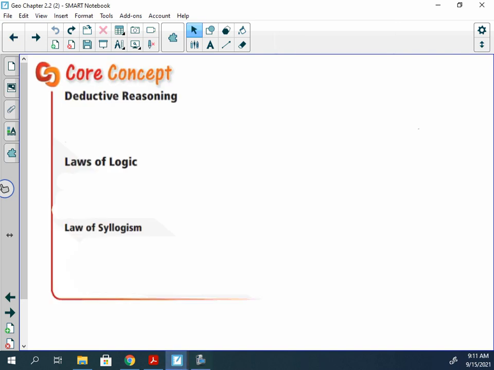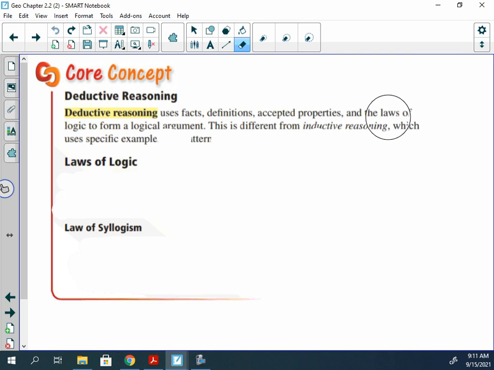All right, guys. We're going to be looking at three things today. The first is deductive reasoning. Now, I'll read through this here. So, deductive reasoning uses facts, definitions, accepted properties, and laws of logic to form a logical argument. The difference from inductive reasoning, which uses specific examples and patterns to form a conjecture.